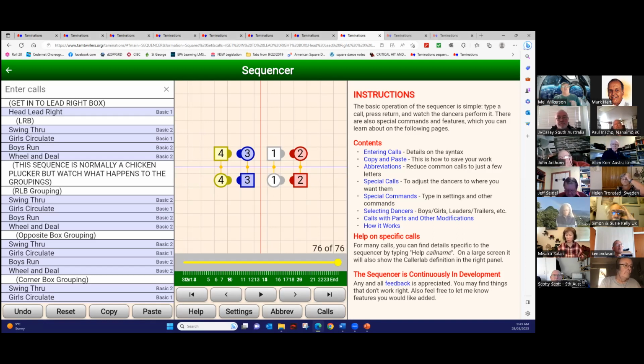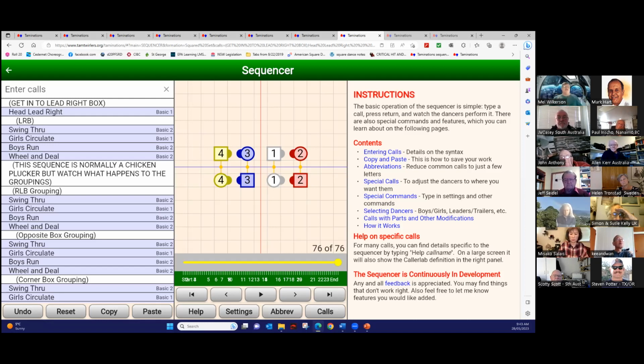You've got your touch a quarter, circulate, boys run, which is kind of what we're doing here in one of those with the separate. That's your partner line to corner box. And then you've got your invert and rotate from the box, slide through, pass through, bend the line, slide through. All of those modules work within this technique.